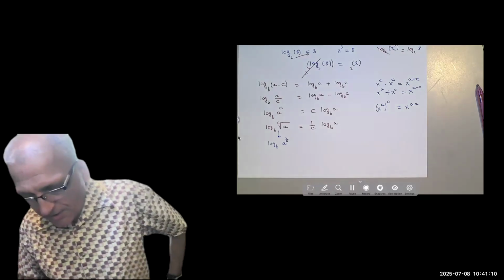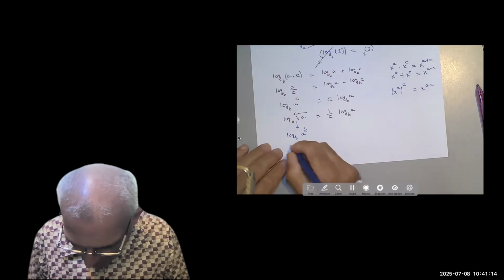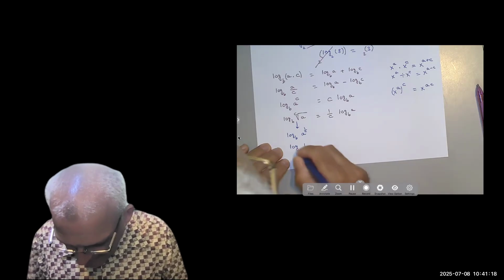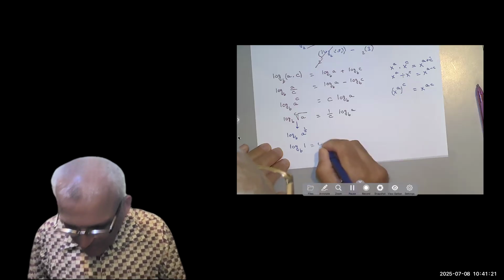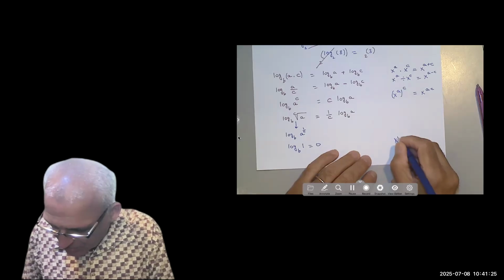This logarithmic approach, oh, notice something else. Log to the base b of 1 equals 0. Here we were saying x to the 0 equals 1.